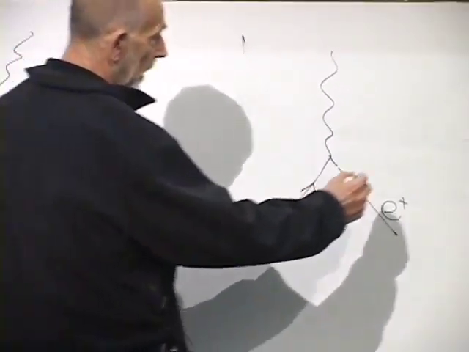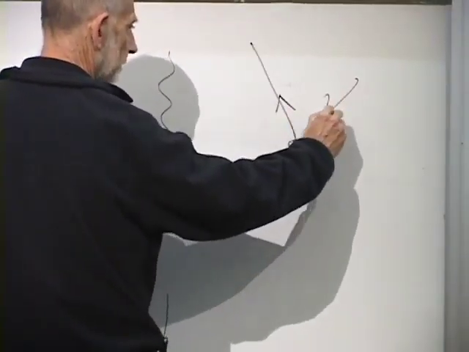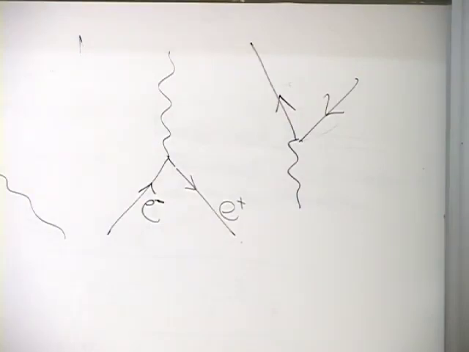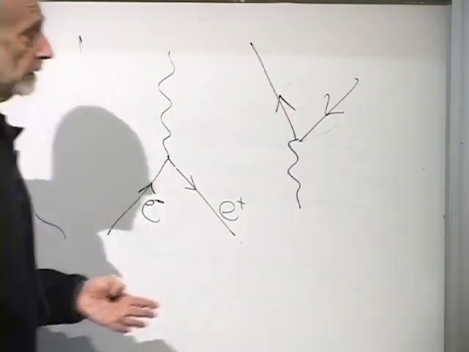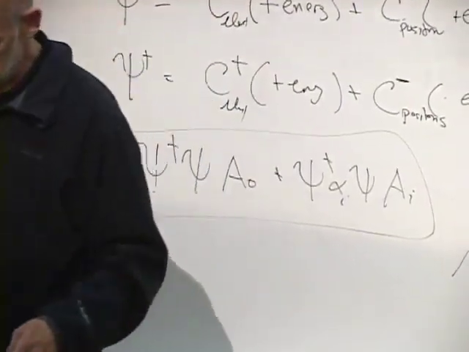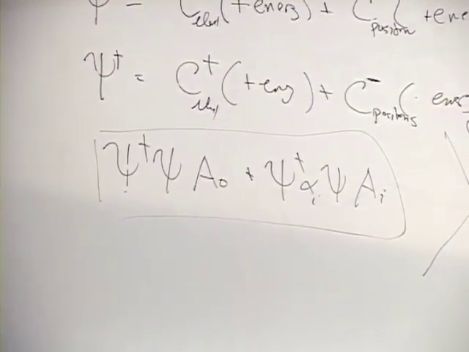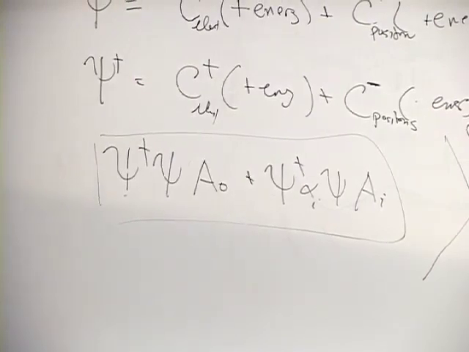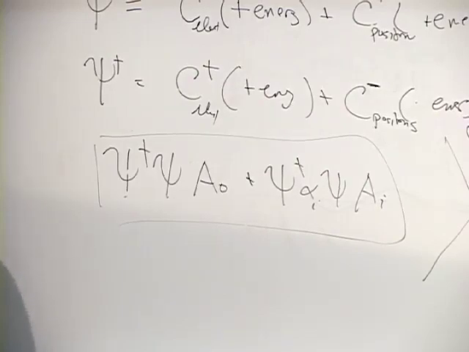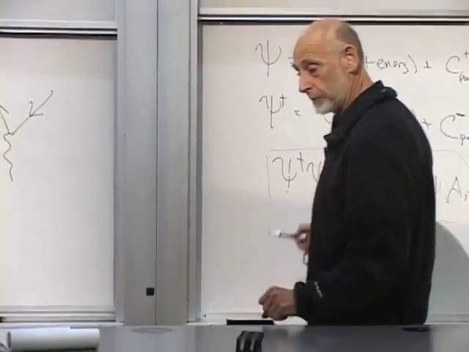What else? Electron, positron being produced by a photon. All these various processes are contained in this one single expression here, psi dagger psi times A. And they all have the same numerical coefficient in front of them. And so the quantum mechanical amplitude for all these processes are related to each other simply by the fact that the coefficient in front of them is the same numerical value, whatever it happens to be.